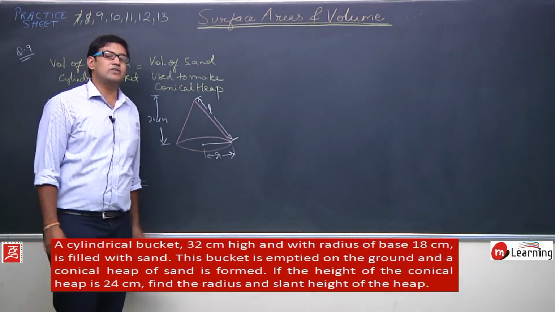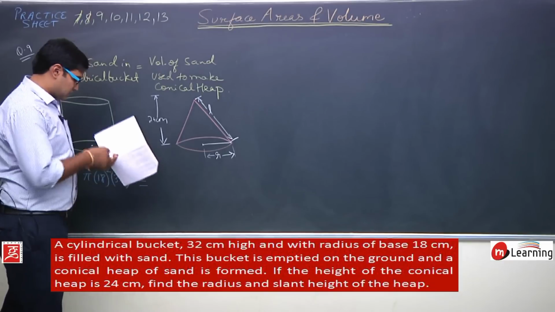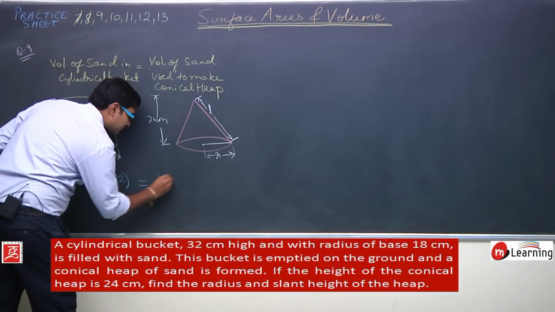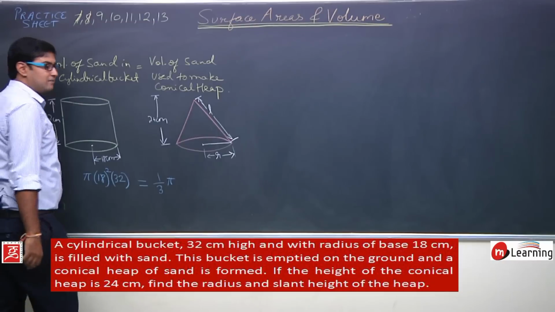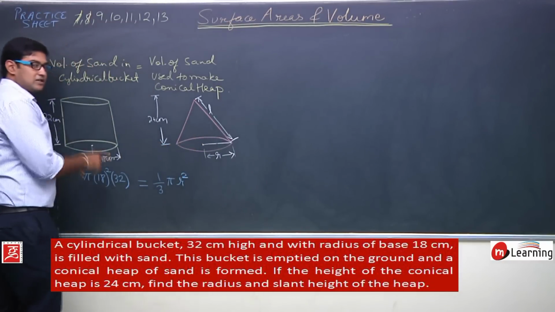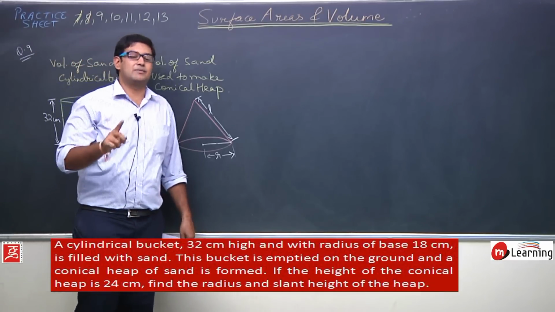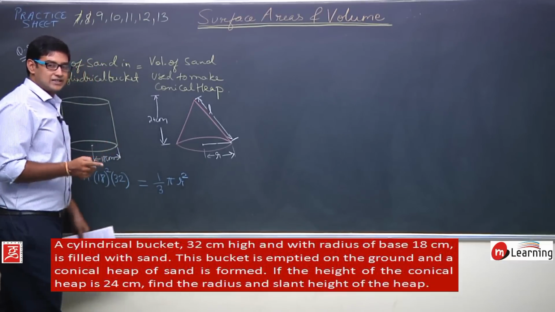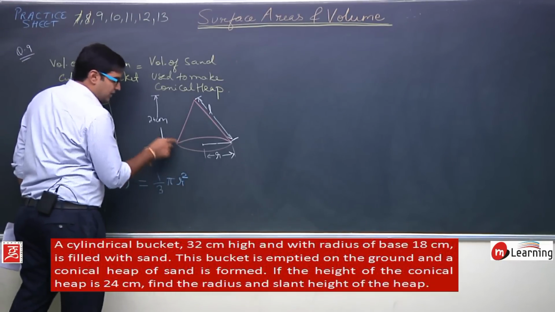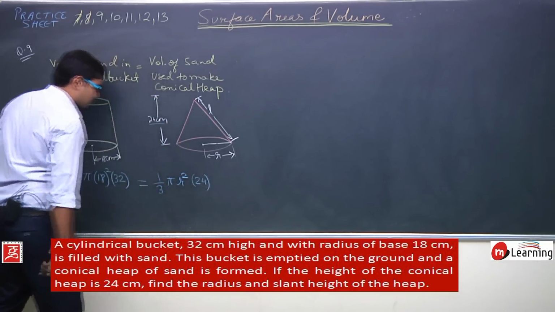What is the volume of this cone? Volume of cone is 1/3 pi r square h. So here I can write the volume as 1/3 pi r square. Here r means the radius of this conical heap. Remember, the radius of this cylinder and radius of this conical heap are not same. It is not given that the radius are same. Okay, so 1/3 pi r square into h. h is 24. Here I can write 24.